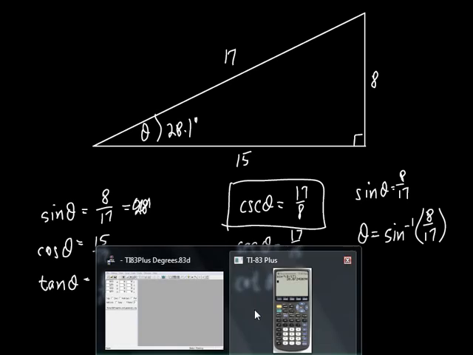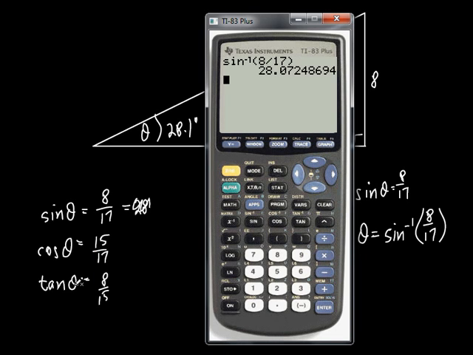Now watch, it should still work with cosine and tangent. So let's see if it does. I'm going to go second function cosine, but this time what am I going to put in? 15 divided by 17. Okay? Same exact number. Exactly, isn't it? All the way to the very last decimal.